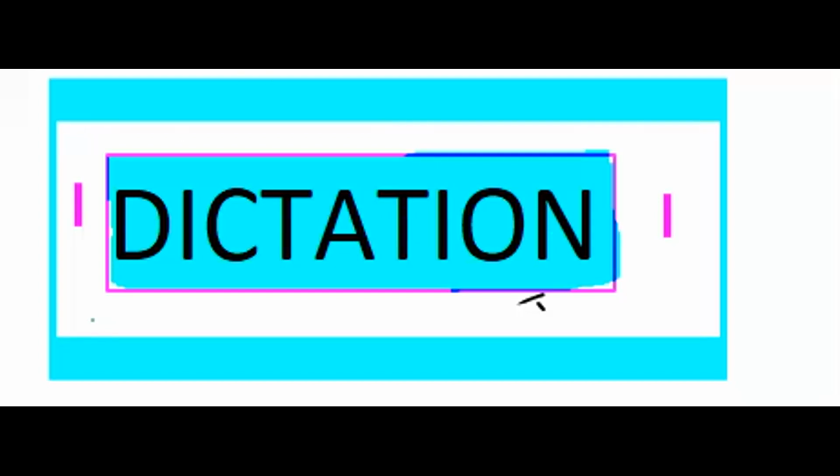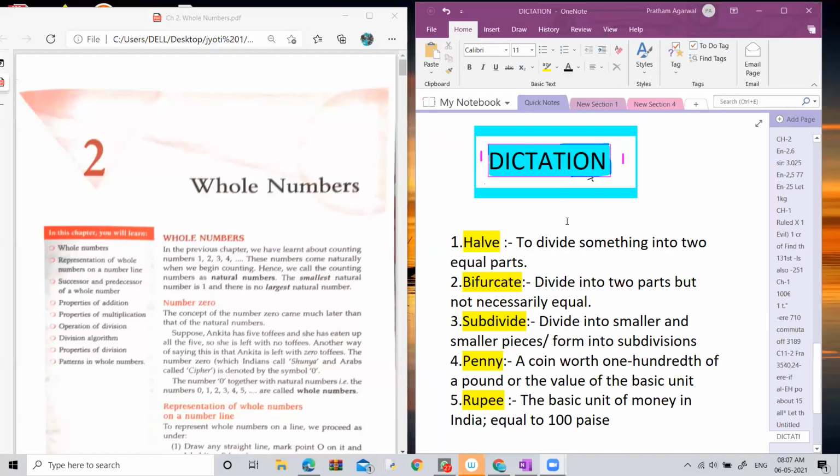Now, Jyoti ma'am, you may show the screen so that they can do the corrections if anything. Yes, thank you, Rashmi ma'am. Now, children, look at the screen. These are the words spoken by Rashmi ma'am. So please check your spelling and I will tell you the meaning of these words also.